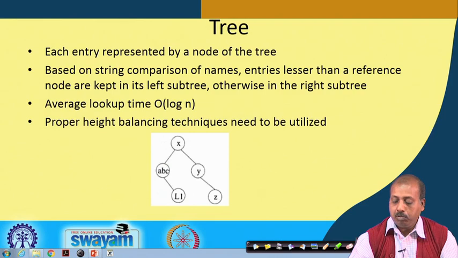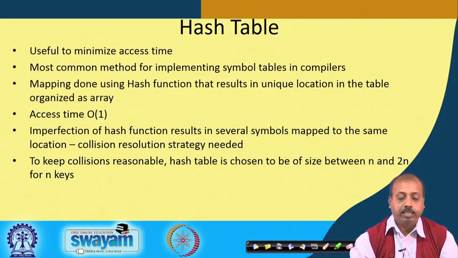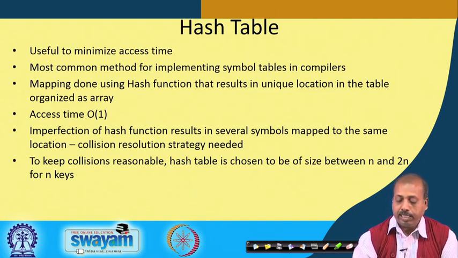Next, we will be looking into another structure which is known as a hash table. A hash table is useful to minimize access time. It is the most common method for implementing symbol tables in compilers. So, what is a hash table?